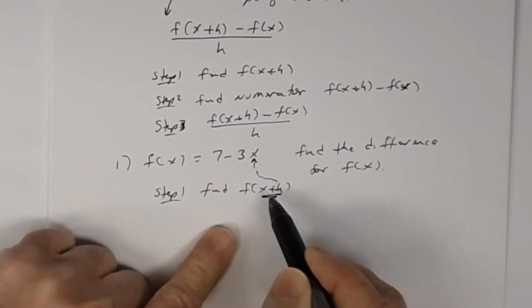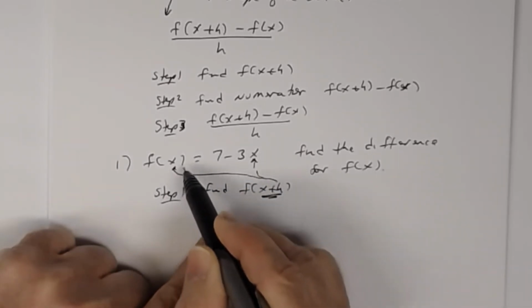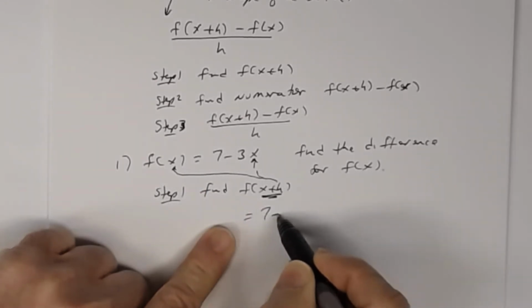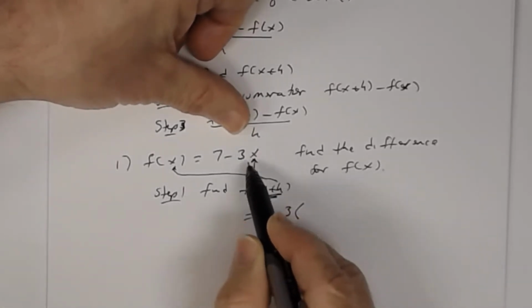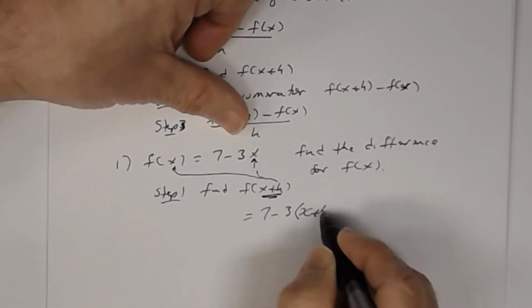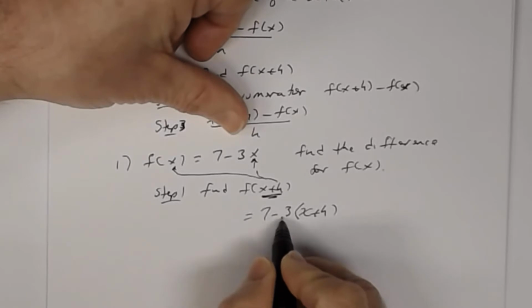So f of x plus h then becomes, so again, wherever you see the variable x, you're going to substitute this expression. So f of x plus h becomes 7 minus 3 times, in parentheses, what you're substituting. And remember, I'm substituting x plus h. All right, so that's the first major step here. Then you're going to distribute.